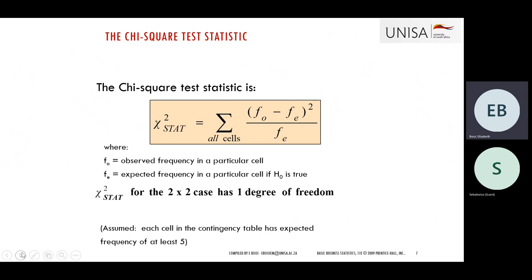With any hypothesis testing that you do, you always have to have some assumptions. So when you do your chi-square test, we need to always make sure that each cell in the contingency table has an expected frequency of at least 15%.